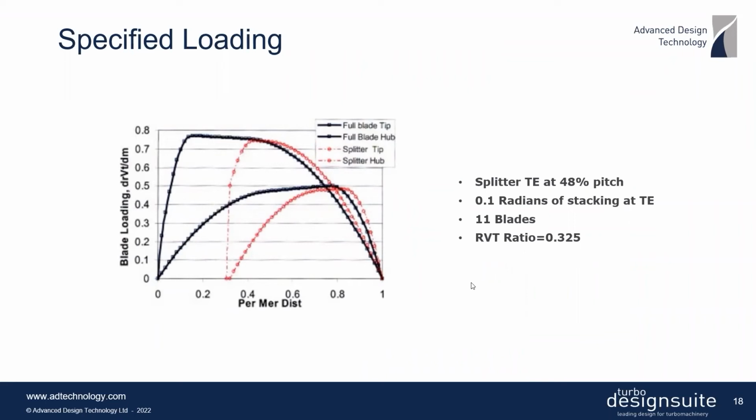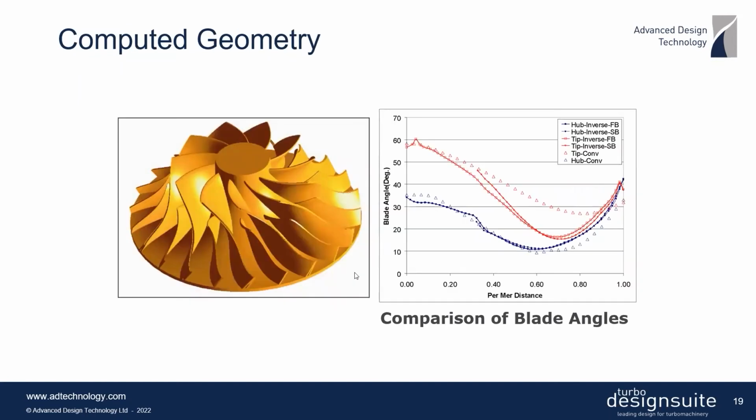And so what you see here is basically the loading distribution that was prescribed. So it's fore-loaded at the shroud and aft-loaded at the hub. And the difference is that the black lines here represent the full blade, while the red lines actually represent the splitter. And so you can see both the splitter and the full blade have the same distribution, that is fore-loaded at the shroud and aft-loaded at the hub. And this type of loading then gives this type of a blade shape.